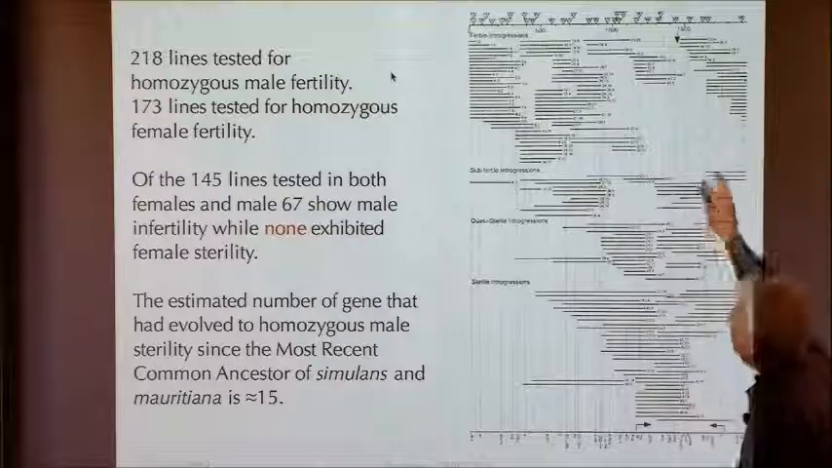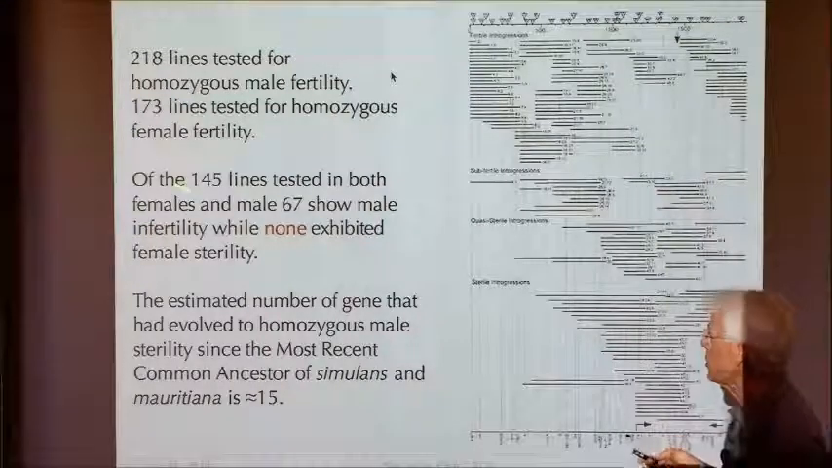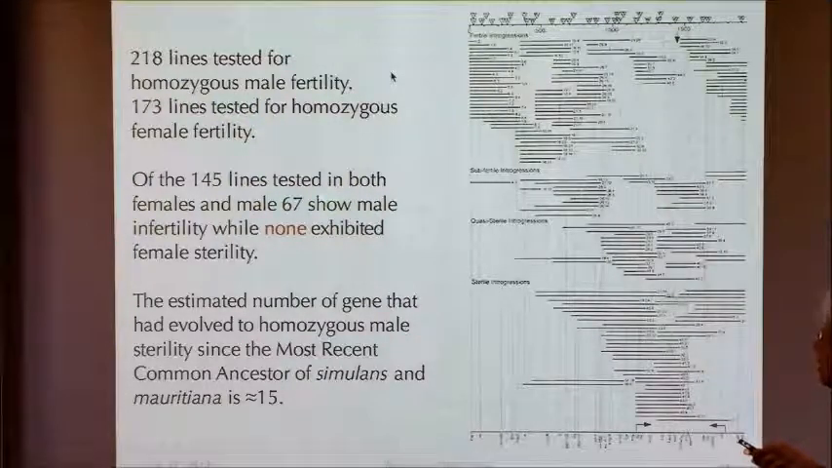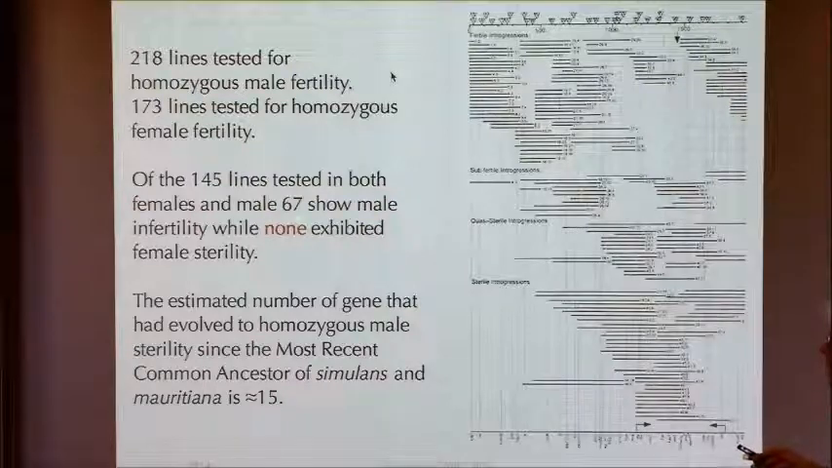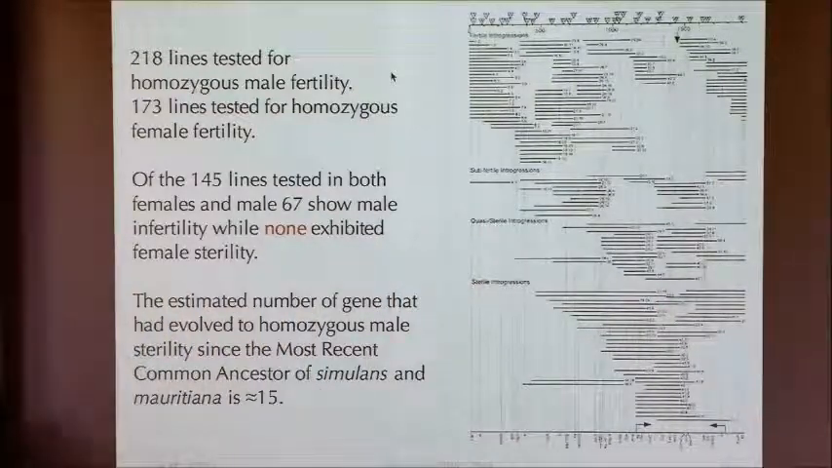And this is a map showing you the many that they mapped in the genome. After they mapped them in, they genotyped them to see how big the segments were. And as you can see from the data, they had a large number of lines. There were 145 lines that they tested for both male and female, and 76 of those were male infertile, while none exhibited female infertility. So this is an example of Haldane's rule. Haldane noticed long ago, including the mule, that the heterogametic sex is more often sterile in hybrids.